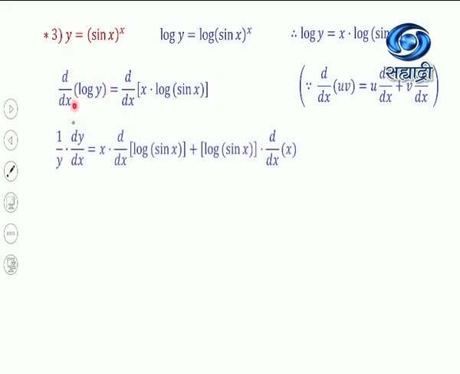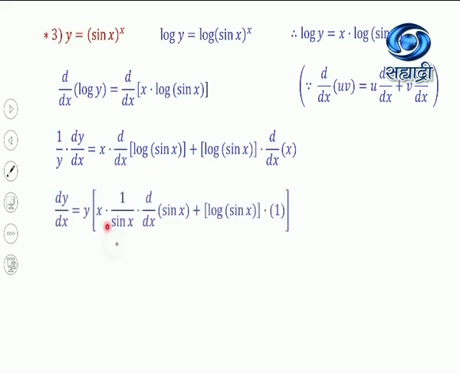By using the product rule, we write our next step as: the derivative of log y on the left hand side becomes 1 upon y into dy by dx. On the right hand side we use the product rule. So x, the first function, into the derivative of the second function, that is d by dx of log of sin x, plus the second function, log of sin x, into the derivative of the first, that is d by dx of x. And you know very well the derivative of x is 1. Now the derivative of log of sin x is 1 upon sin x into the derivative of sin x.